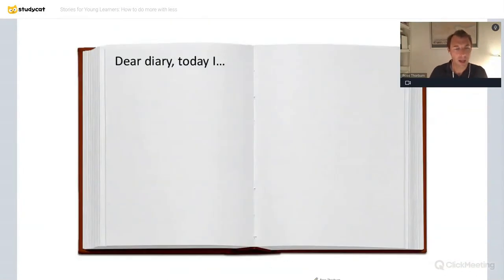Okay, just before we finish, I wanted to do a couple of fun activities with you that you can do with your students afterwards. So we're going to write here Tom's diary. So what do you think Tom would write in his diary at the end of this? So Tom's gone home, it's the end of the day, and he's writing his diary. What do you think Tom's going to say? Dear diary, today I... What do you think he might write?